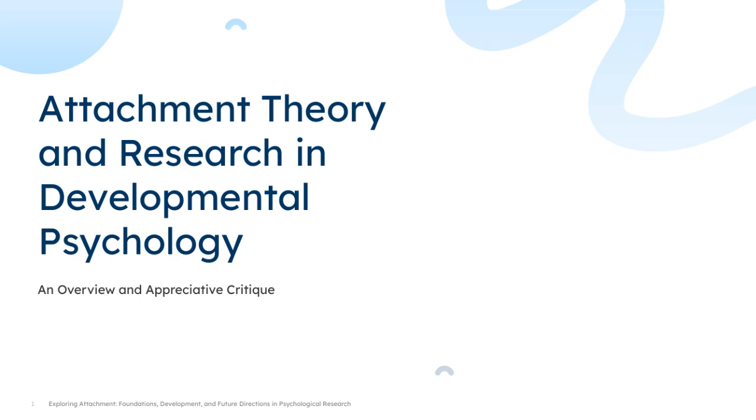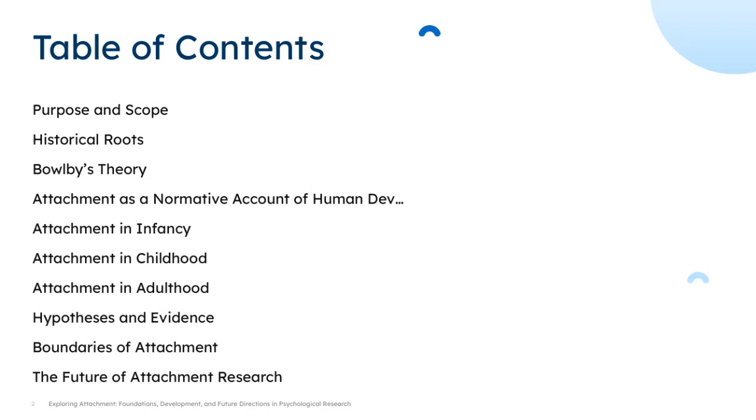Let's get started. In this presentation, we'll begin by exploring the purpose and scope of our topic, followed by a look into its historical roots. We'll then dive into Bowlby's theory and discuss attachment as a normative aspect of human development. After that, we'll examine attachment across different stages, including infancy, childhood, and adulthood. We'll also cover key hypotheses and evidence supporting these concepts, discuss the boundaries of attachment, and finally, consider the future directions for attachment research. This structure will guide us through a comprehensive understanding of attachment throughout the presentation.